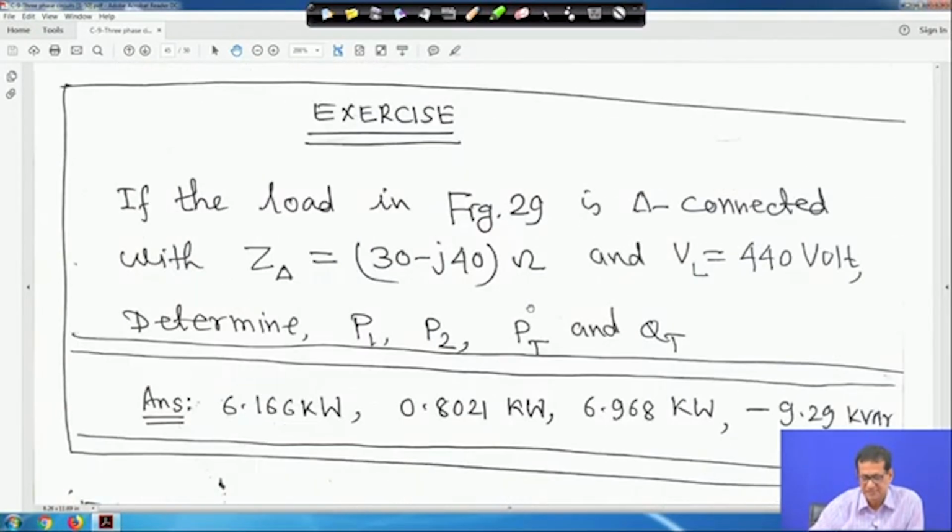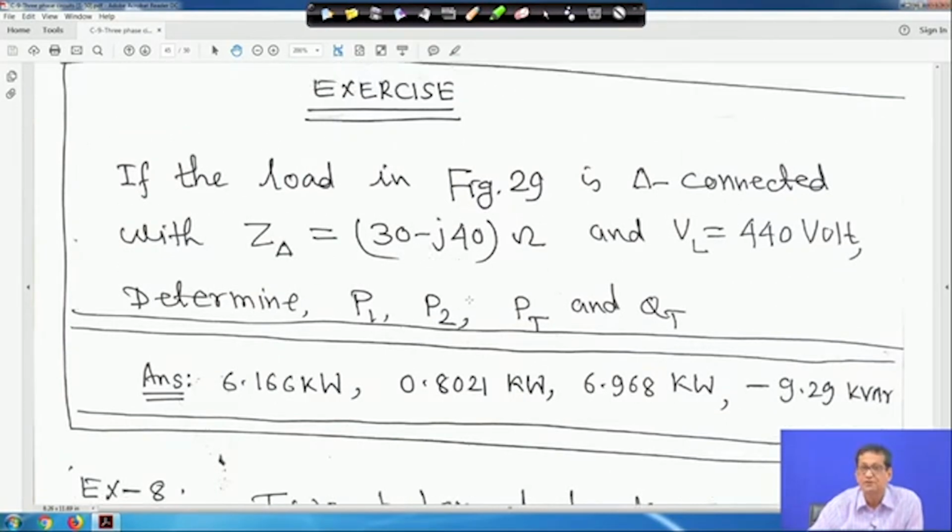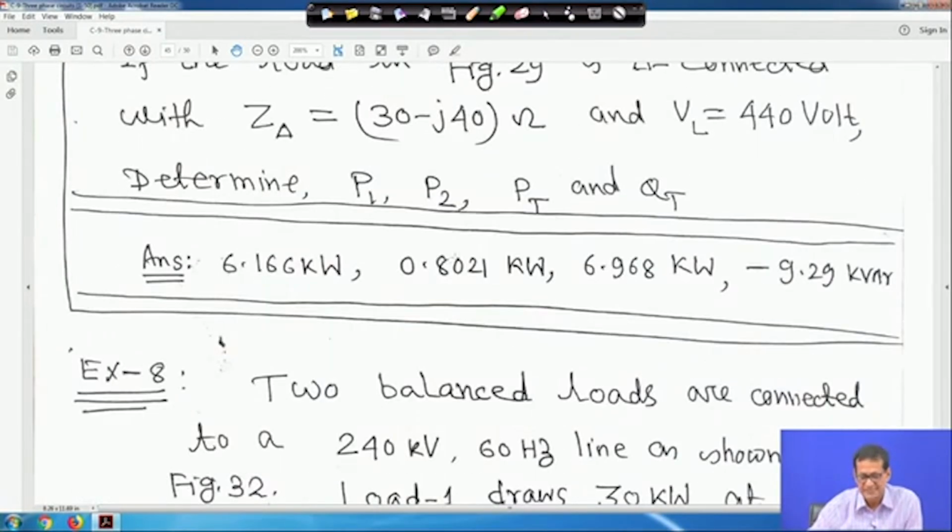And this is one exercise for you, you will do it. Answers are given for this exercise. The load is delta, and it is capacitive, so you solve it. Answers are also given, so you can verify.